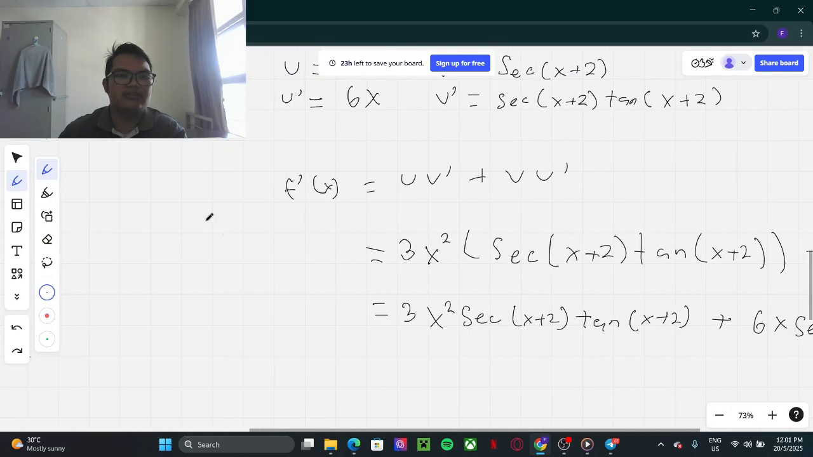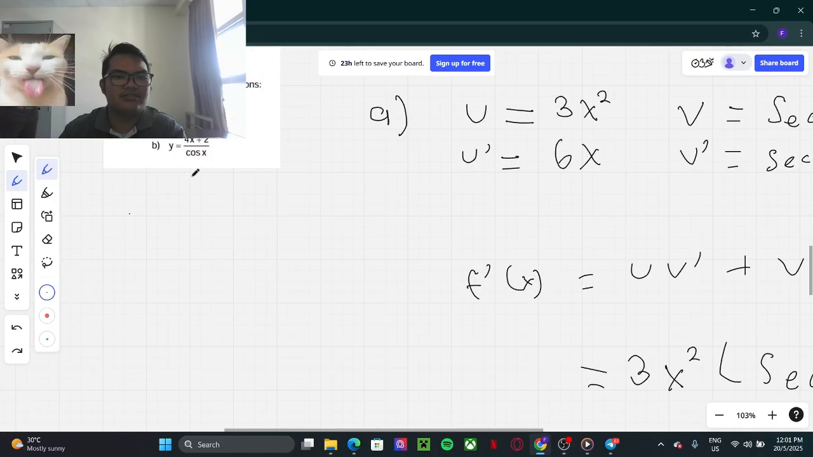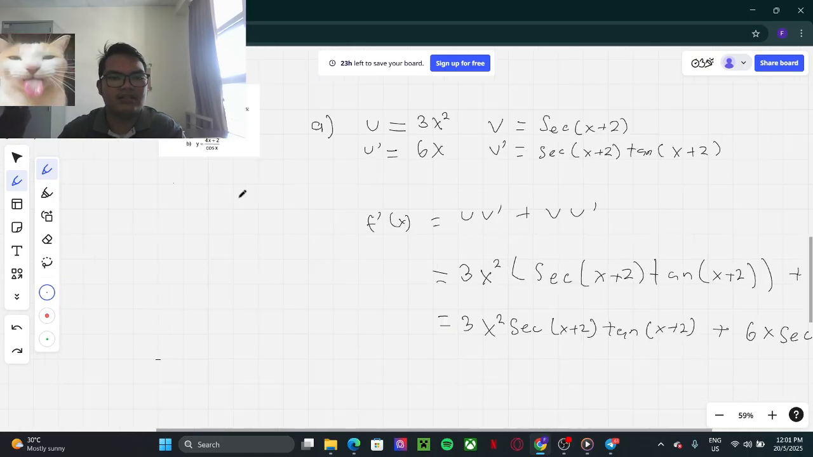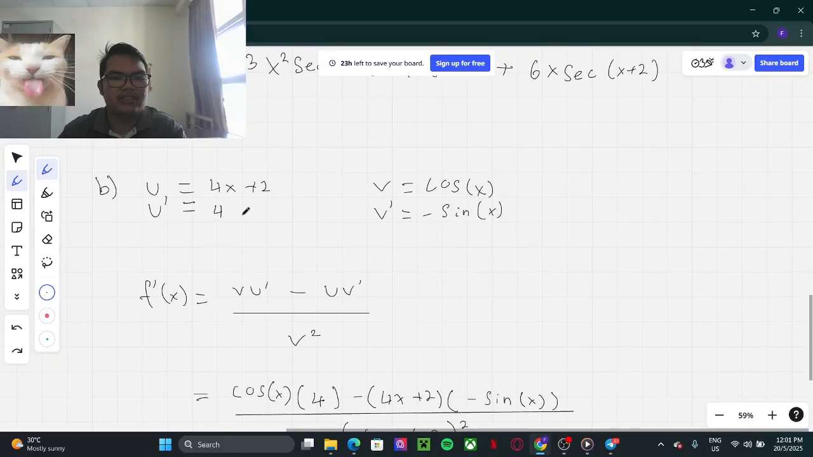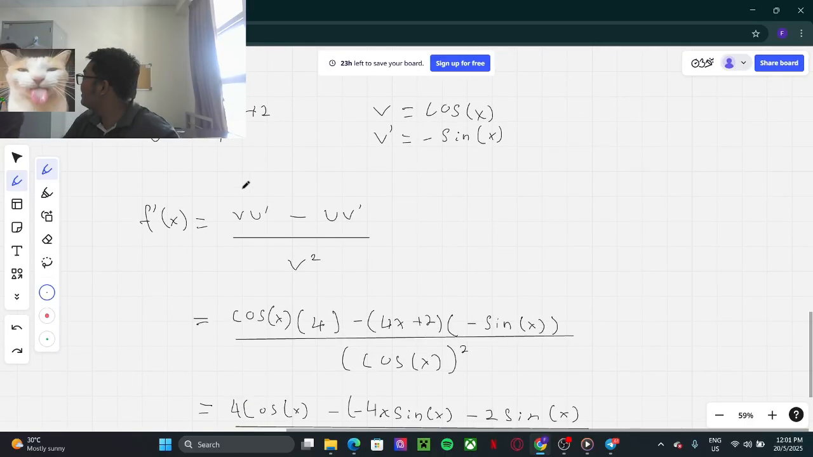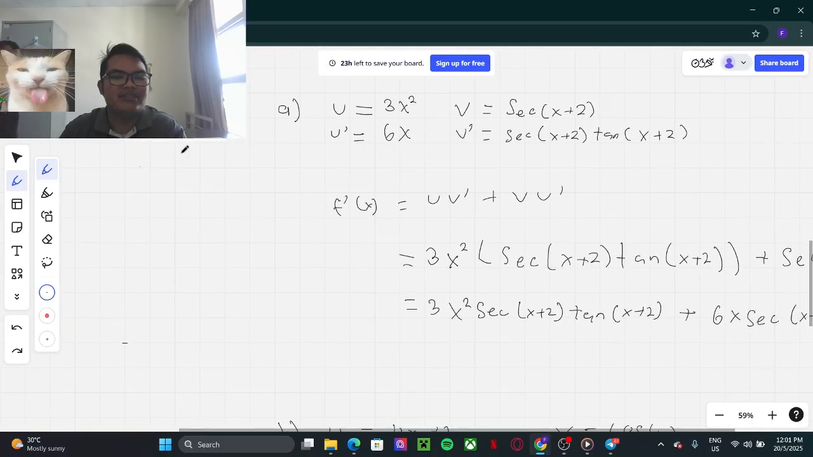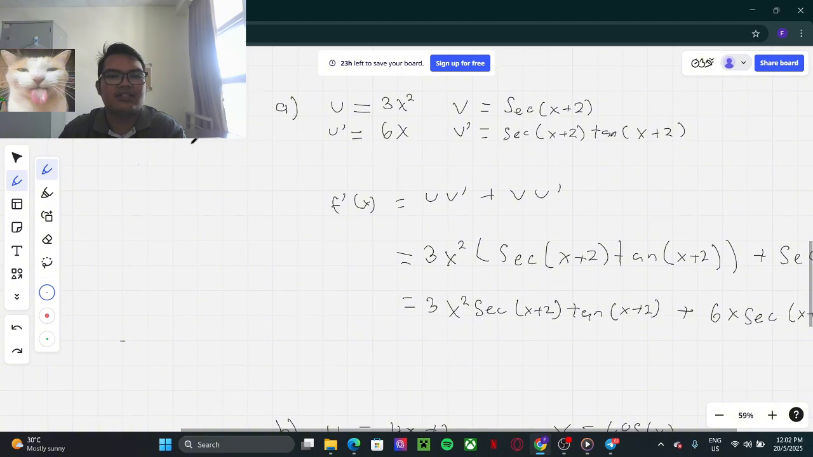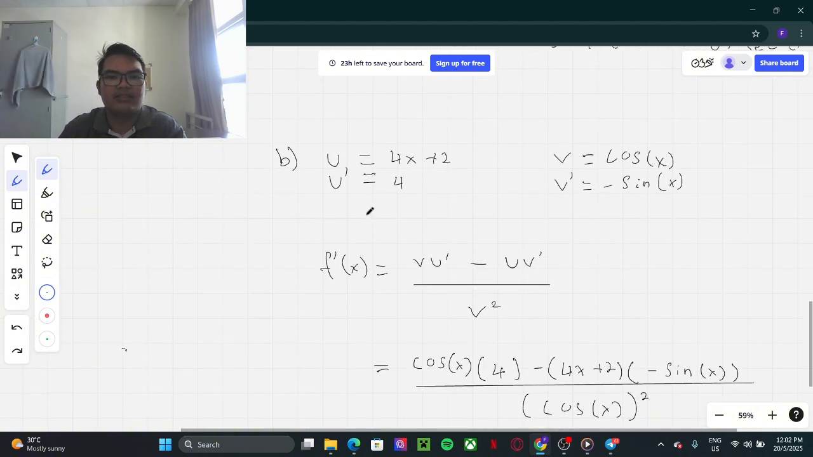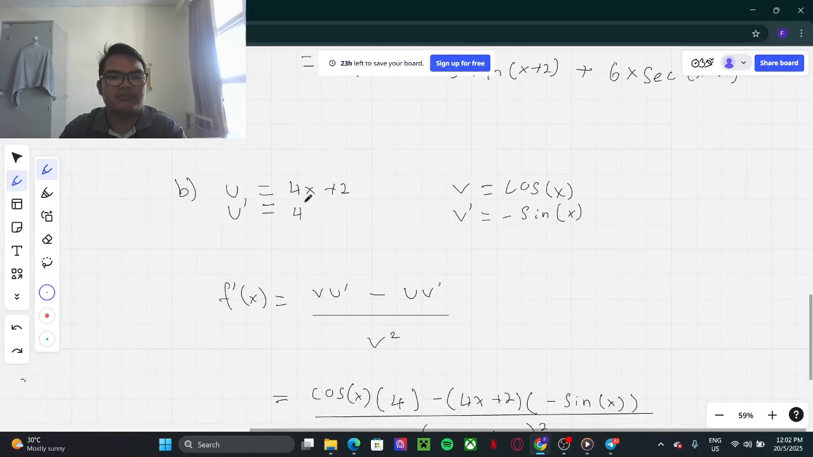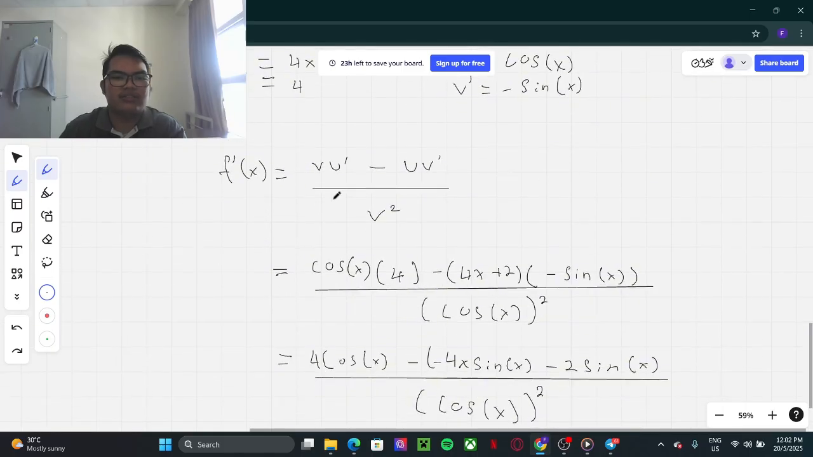Let's solve the next equation, question B. For question B, we need to use the quotient rule in order to solve the question. So we will take our u, which is 4x plus 2, and then differentiate the function. We will get 4. And v, we have cos x, and when we differentiate the cos x, we will get negative sin x. And then in order to solve it, we need to use the quotient rule formula.